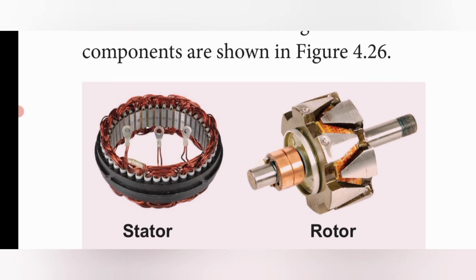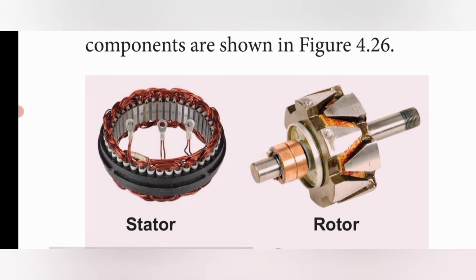In your 10th standard you studied that there is a coil, and when the magnetic field is fixed and the coil rotates inside the magnetic field, it can produce electric power, that is, electrical energy. So when it is rotating, the mechanical energy can be converted into electrical energy.